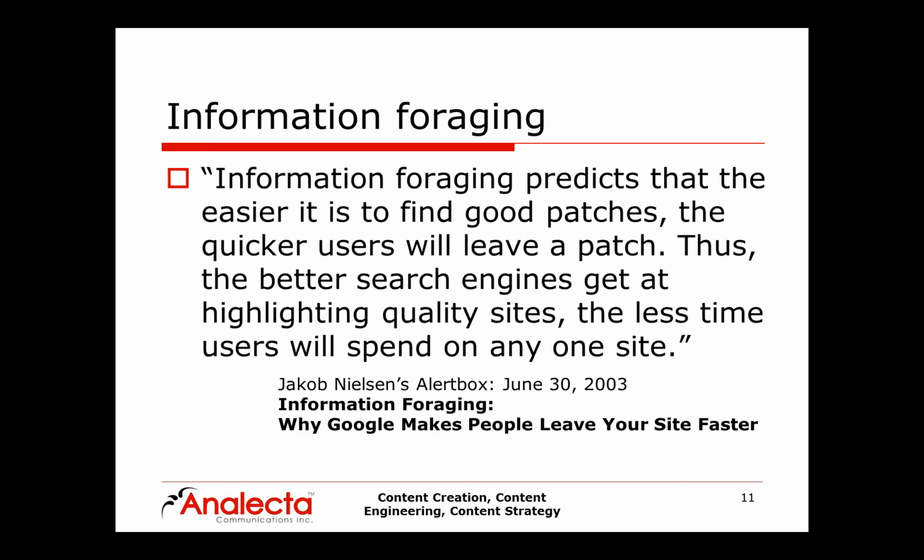And this has some really interesting consequences which Jakob Nielsen has explored. It's a really good blog post. It's worth looking up. It's more than 10 years old now, but it's still, I think, one of the most important things written about the web. "Information foraging predicts that the easier it is to find good patches, the quicker users will leave a patch. Thus, the better search engines get at highlighting quality sites, the less time users will spend on any one site." This is really important. As the web gets better and better, sites matter less and less, and individual pages matter more and more, because people can assemble the pages that they want.